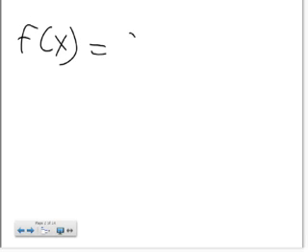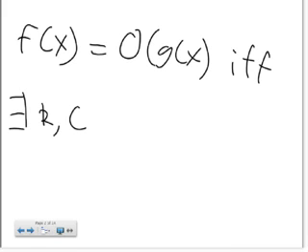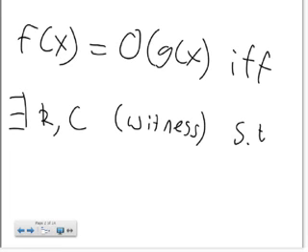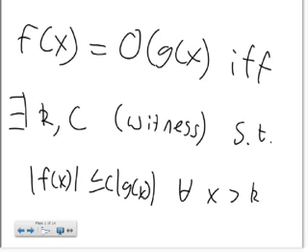And so big O notation is defined as: f of x, just any function, is big O of g of x if and only if there exist two constants, k and c, that are called witnesses to the equation, such that the absolute value of f of x is less than or equal to the absolute value of a constant c times g of x for all x values that are greater than the other witness k.